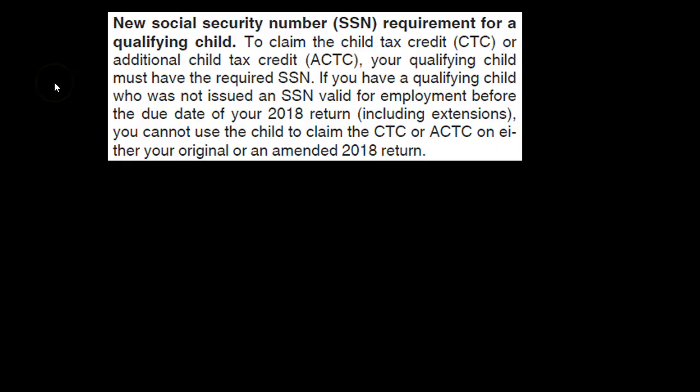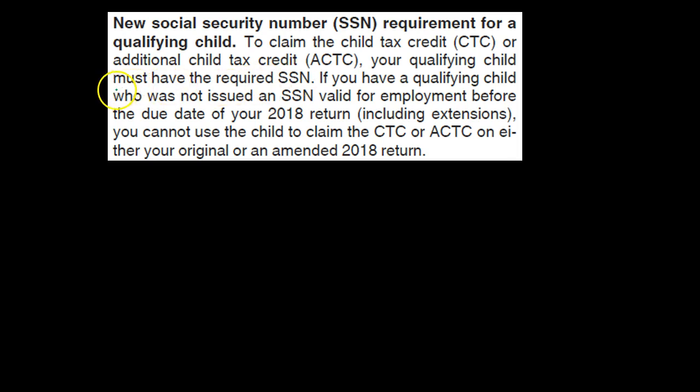First, we have the new Social Security number requirement for a qualifying child. The qualifying child is going to be one of the requirements for the child tax credit. Of course, we need to have the qualifying child to claim the child tax credit, which will often be abbreviated as CTC. Whenever you see CTC, child tax credit, or ACTC, additional child tax credit, we will go into more depth with them as we go.